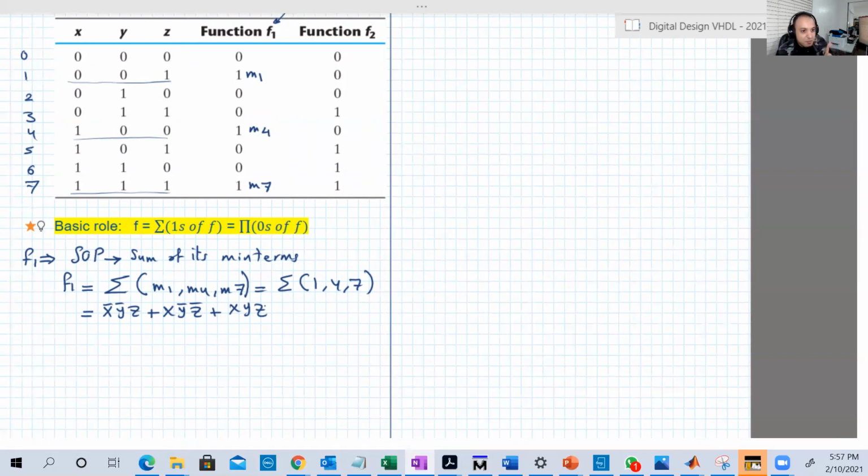And by the way, you know how to get a truth table from an expression. That's easy, and that's what we learned so far. This is the way of how to get an expression from a truth table. This is the opposite way.